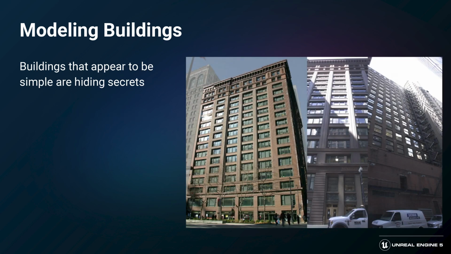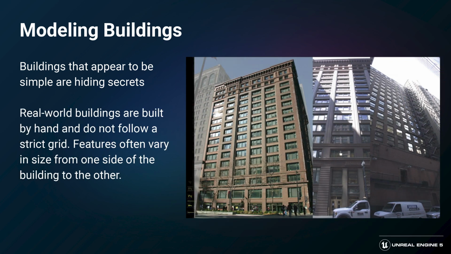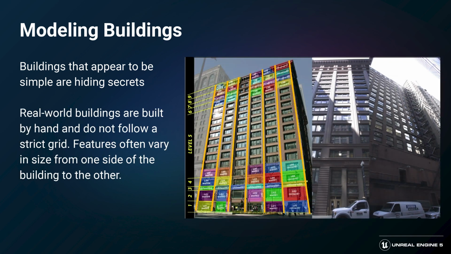While slicing up the buildings, we started to realize that even the simple buildings had hidden complexity. Real-world buildings are built to fit within a specific terrain or location. We found that features in the building often varied from one side of the building to the other. From a distance, the modules all appear to be the same size. But actually, many modules that look the same are many feet different in width. And none of the buildings had a base module size that matched a consistent grid.